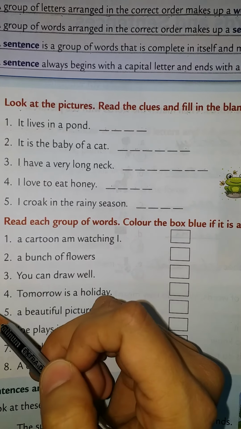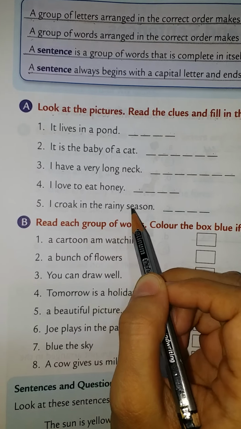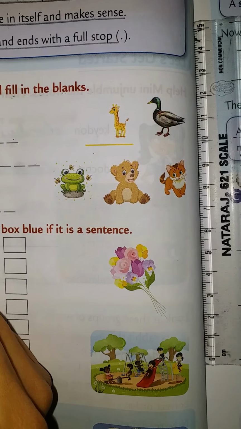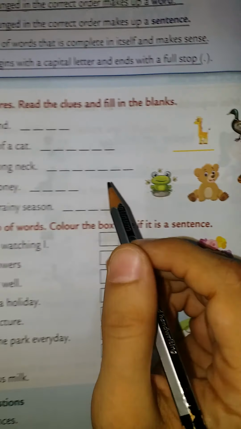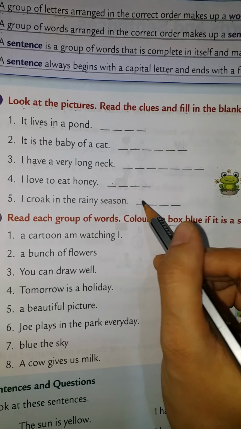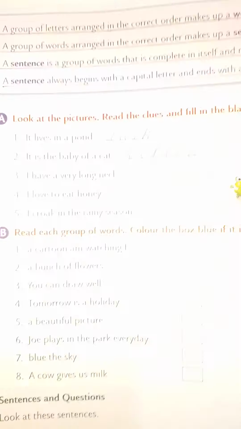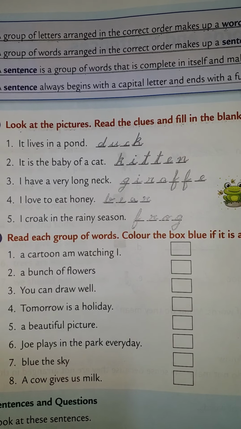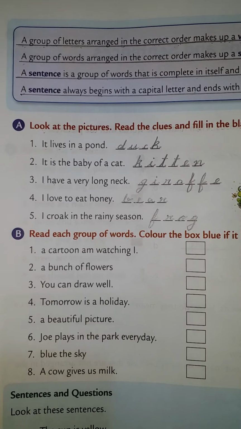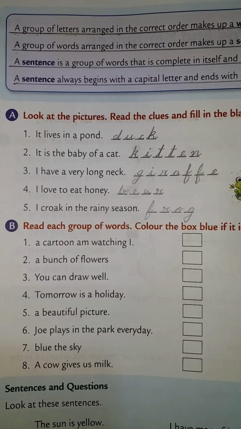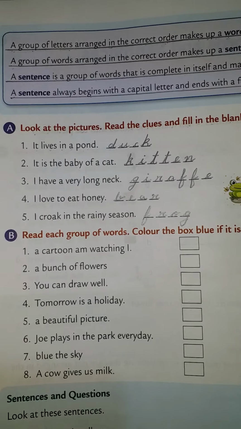Next one. I croak in the rainy season. Who croaks? Look at the picture. You will say a frog croaks. So what you will write over here? F-R-O-G, frog. So you have to write like this, the way I have written. Now let's move towards the next exercise, that is exercise B.